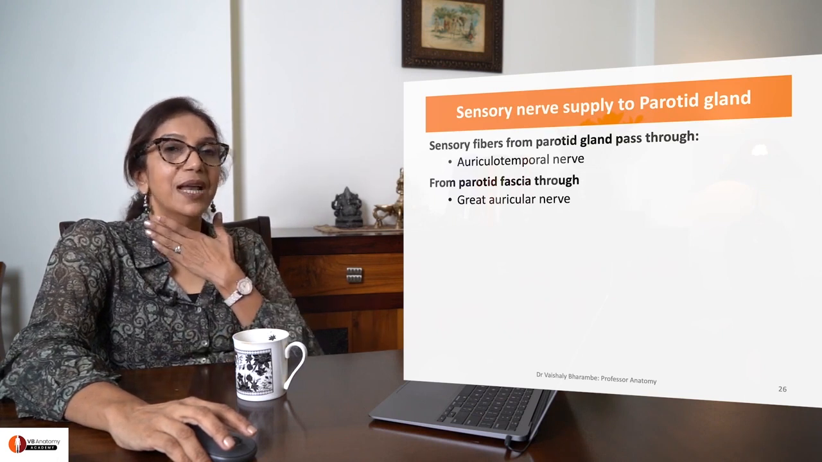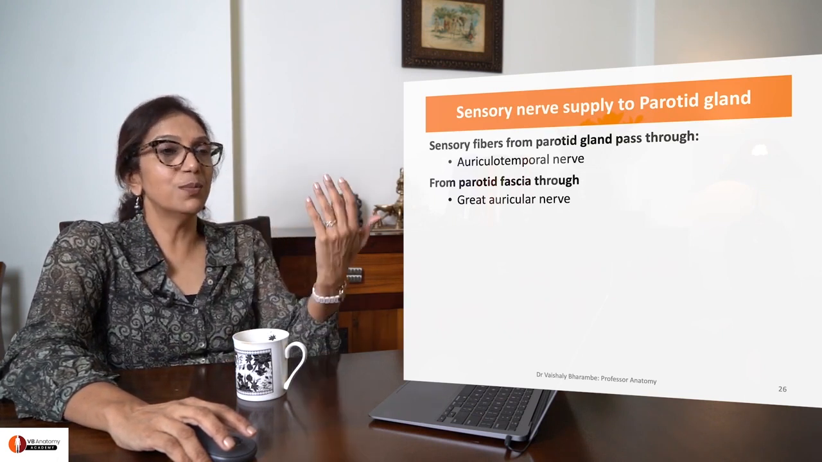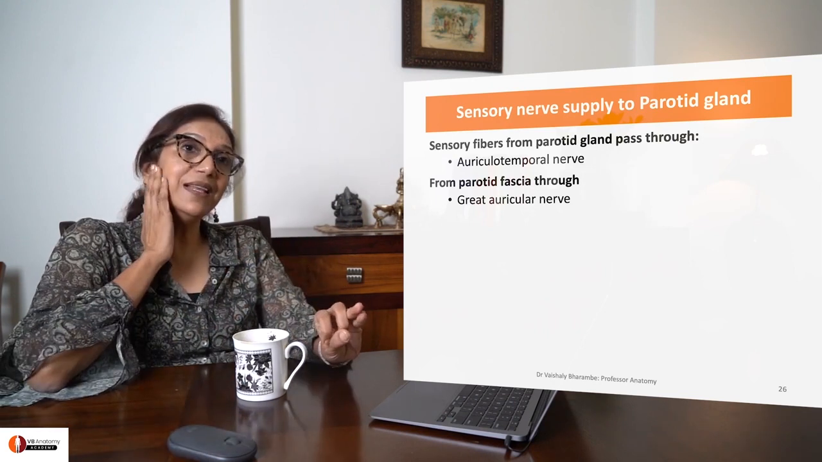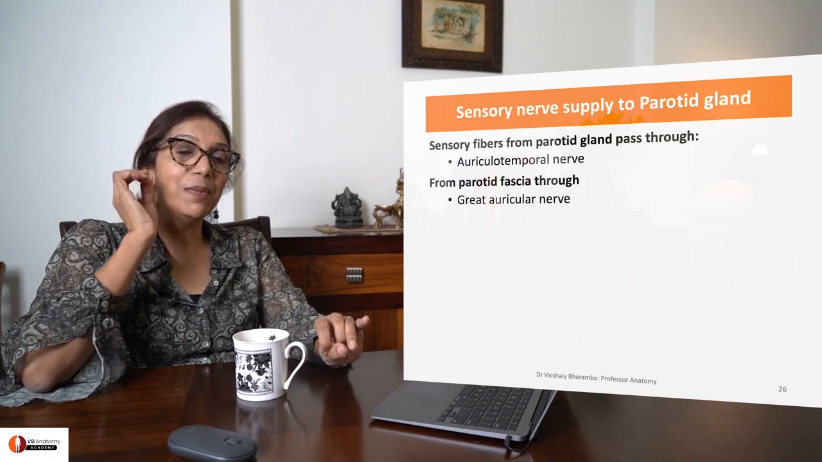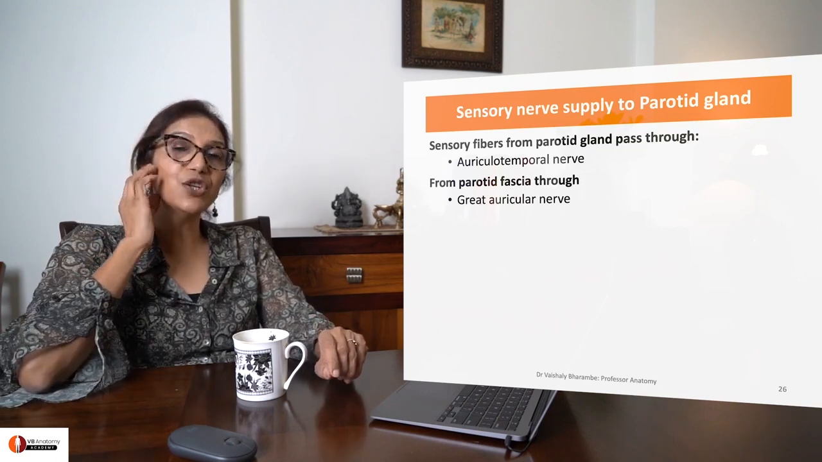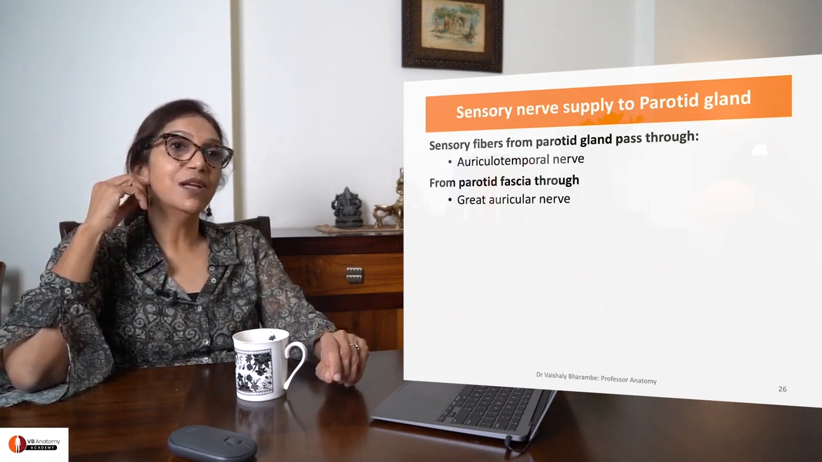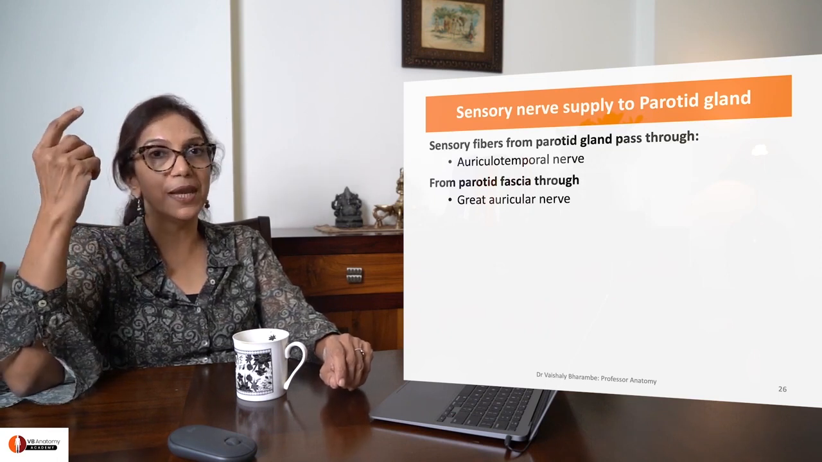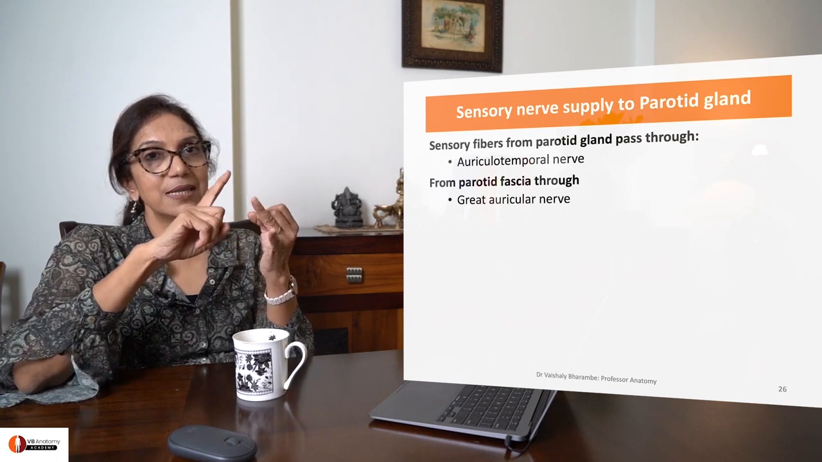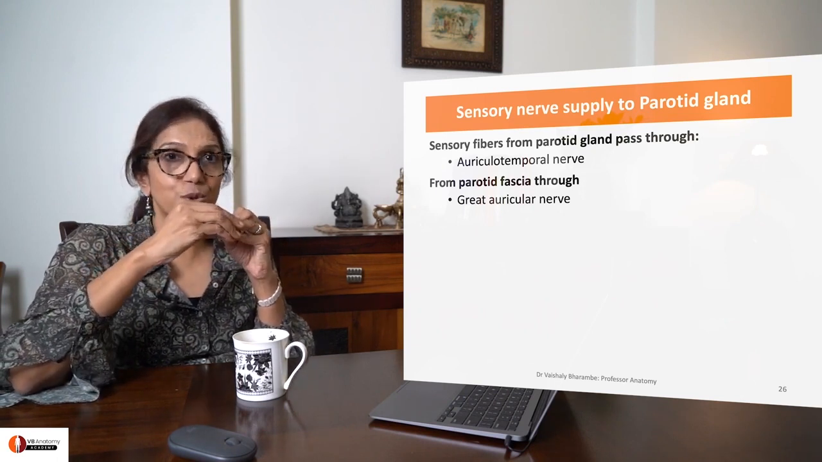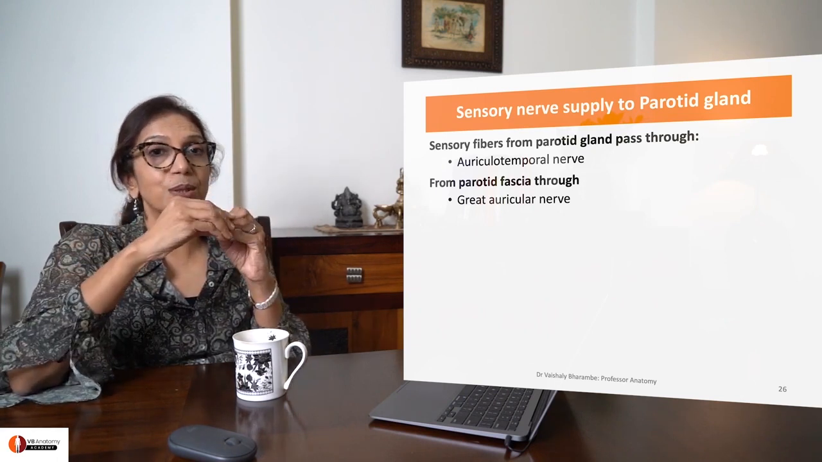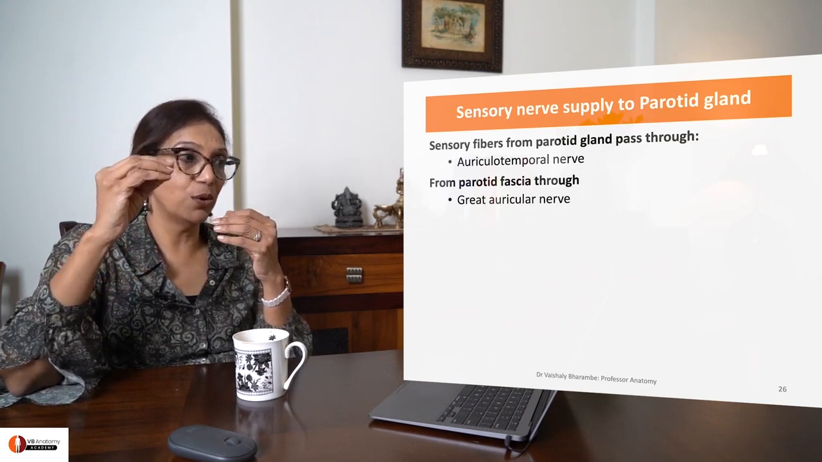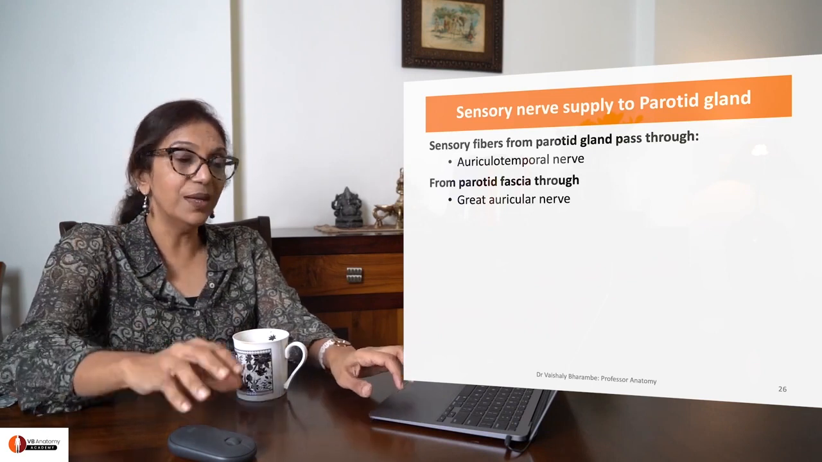From my parotid gland, sensory supply goes to my brain through two nerves. One is the auriculotemporal nerve and the surface is supplied by the great auricular nerve, which carries sensations from the skin over the angle of mandible to the brain. So parasympathetic, sympathetic are both secretomotor. Sympathetic is also vasomotor. And the sensory supply is carried by the auriculotemporal and great auricular nerve.